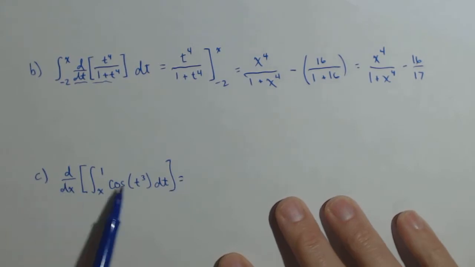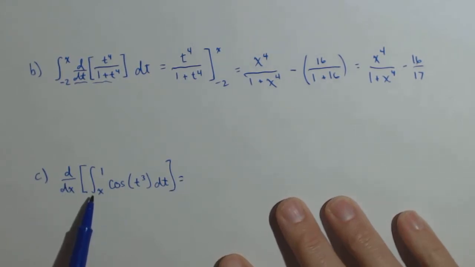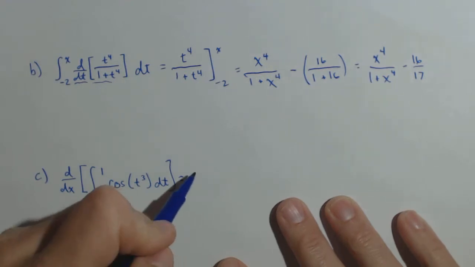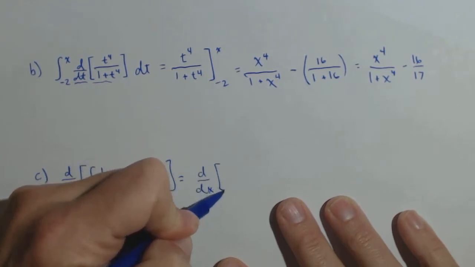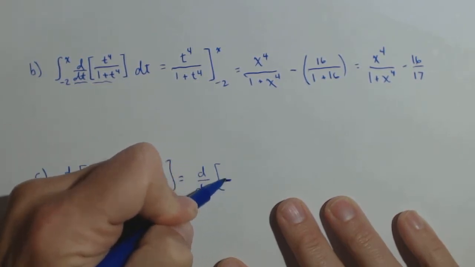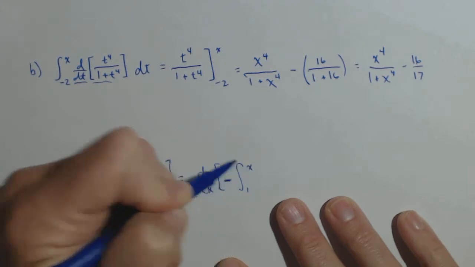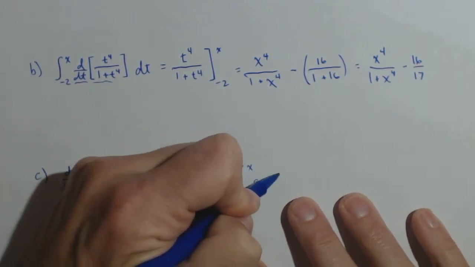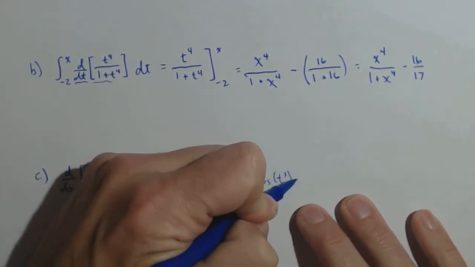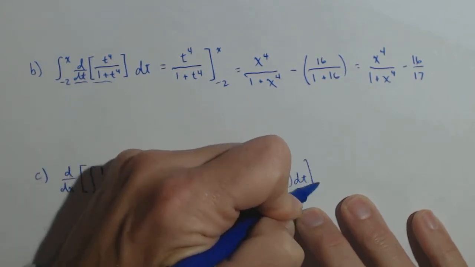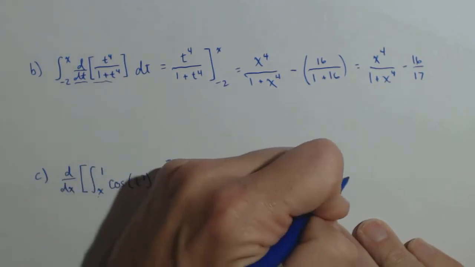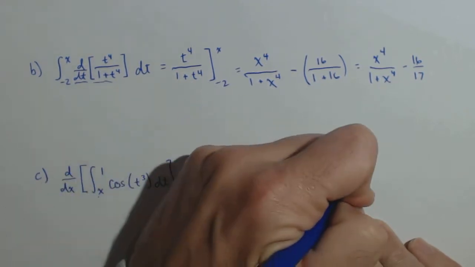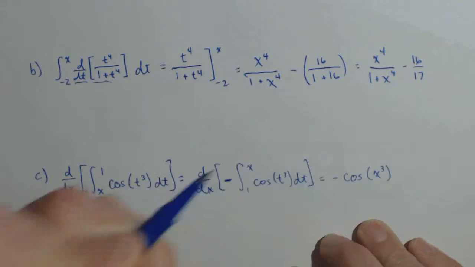In C here, we can see that it's going to be a case of the second fundamental theorem of calculus, but notice that the x is underneath. So we're going to make one step. Remember to switch those limits. All we have to do is make our integral negative. So negative 1 to x of cosine of t cubed dt. And now we can apply our second fundamental theorem of calculus, which says this is negative cosine of x cubed.